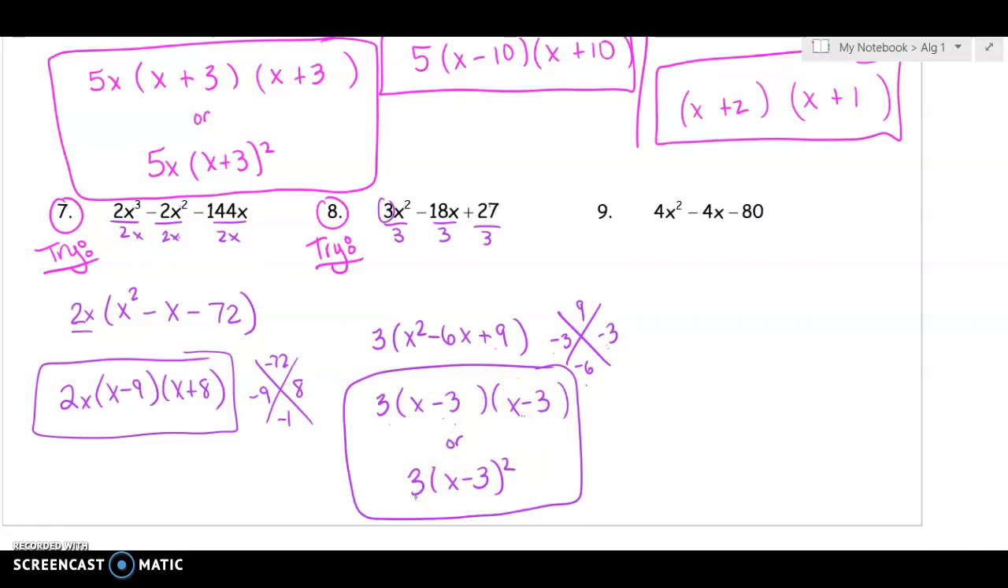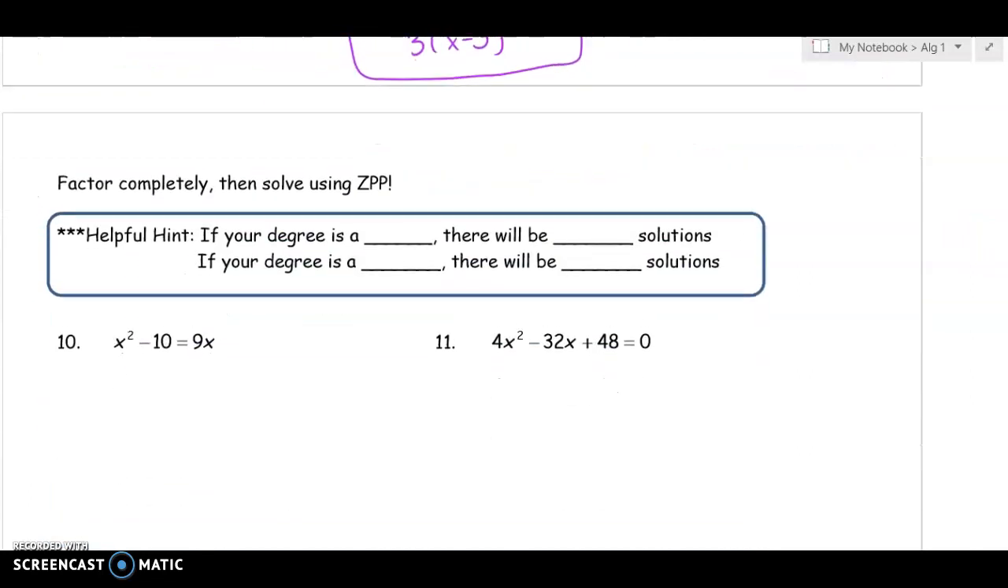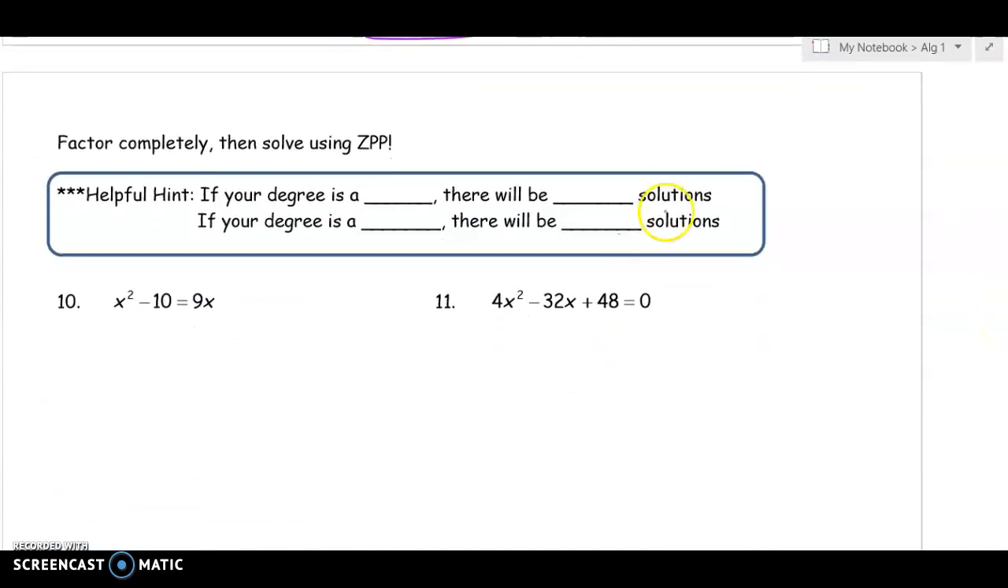All right, let's look at the back. Okay, the back is a little bit different. We're going to skip this. We're going to factor completely and then solve. Notice the word solve. Notice there's equal signs in these problems.